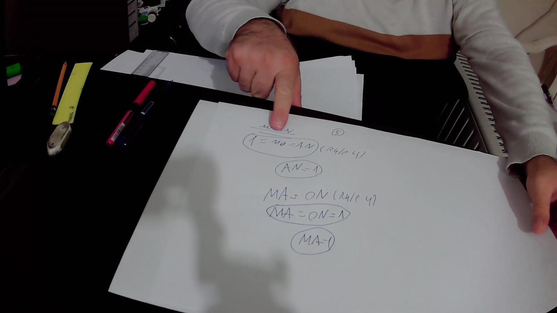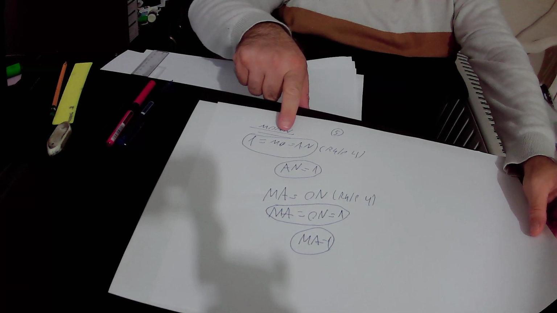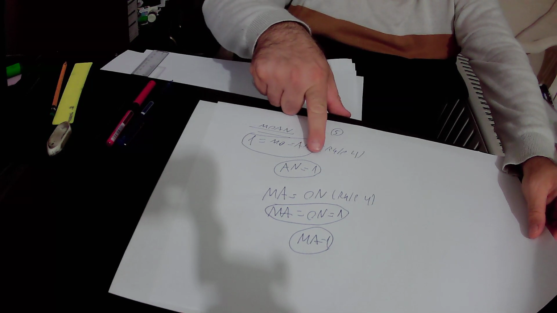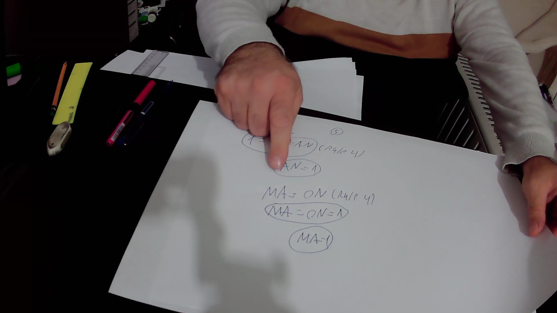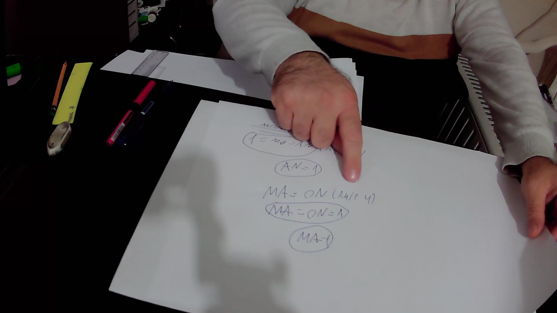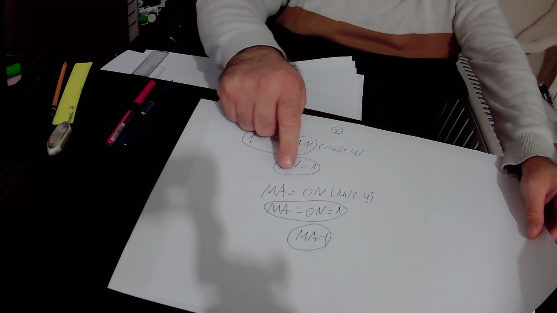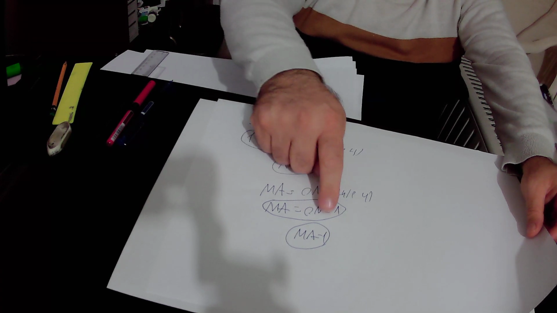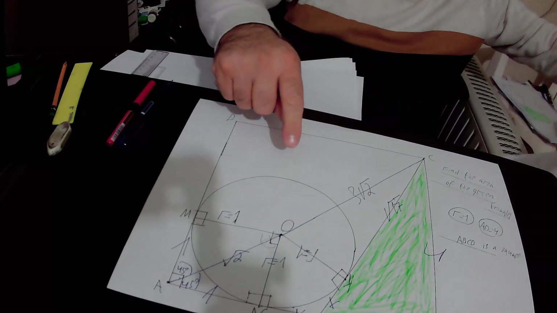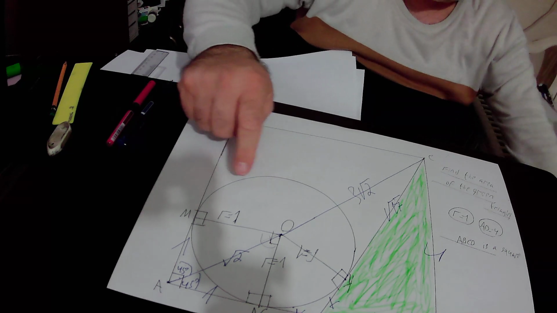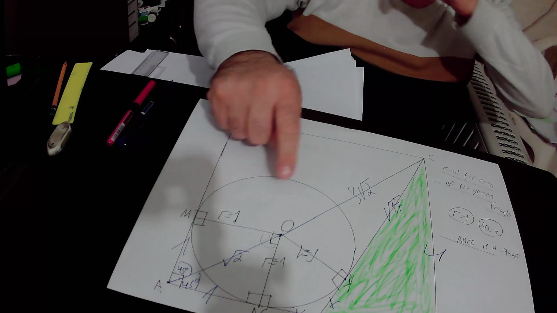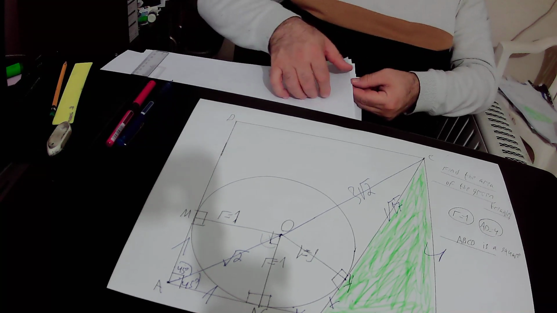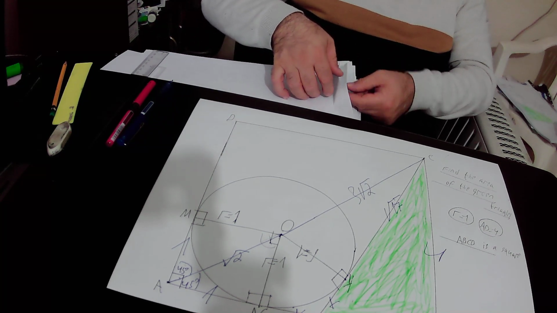But we know that MO equals AN, and MO equals 1. So from this equality we will conclude that AN also equals 1 unit, and we also know that MA equals NO according to rule number 4, but we also know that NO equals 1 unit. So from this equality we will derive that MA also equals 1. So we found out that all sides of rectangle MOAN are equal to each other, and it also has 4 right angles.